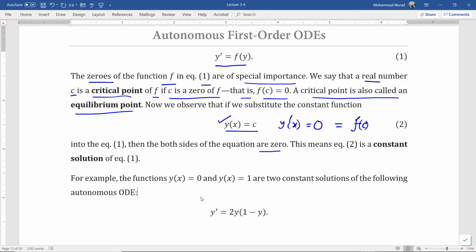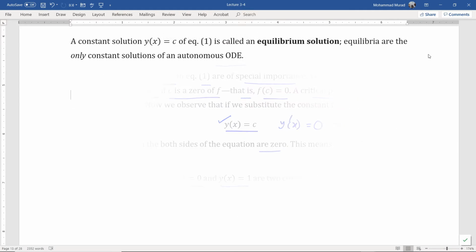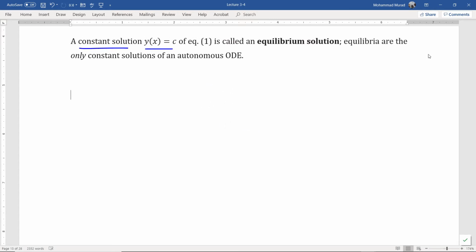For example, the functions y of x equals 0 and y of x equals 1 are two constant solutions of the following autonomous ODE. A constant solution y of x equals c of equation 1 is called an equilibrium solution. Equilibria are the only constant solutions of an autonomous ordinary differential equation.